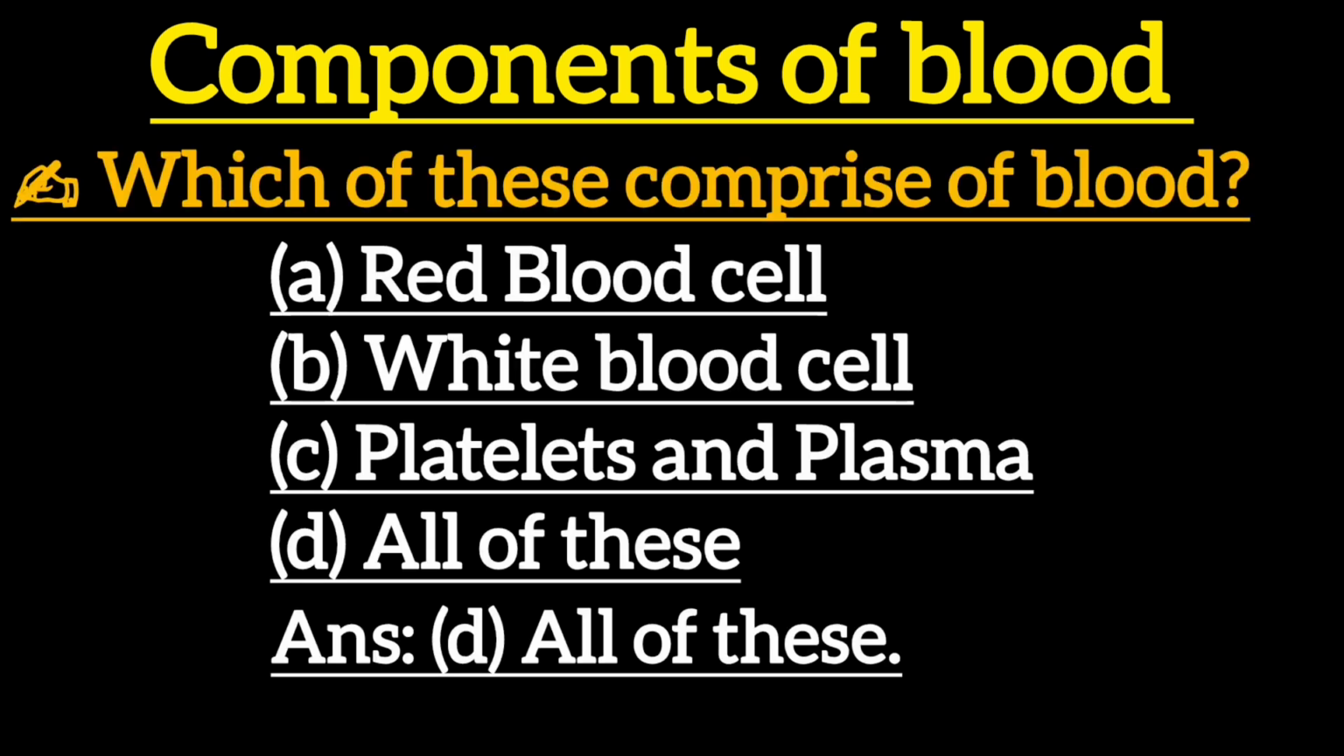Next one is which of these comprise of blood? Option A red blood cell, option B white blood cell, option C platelets and plasma, option D all of these. Correct answer is option D all of these.